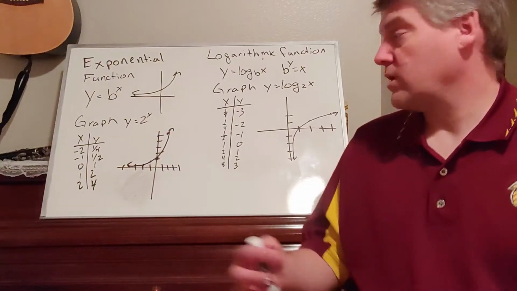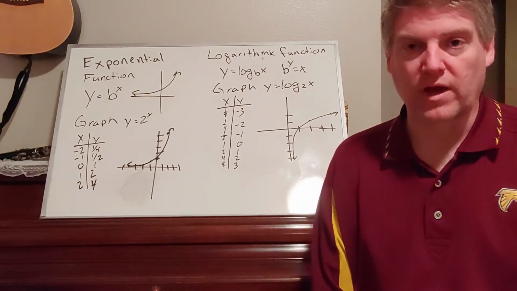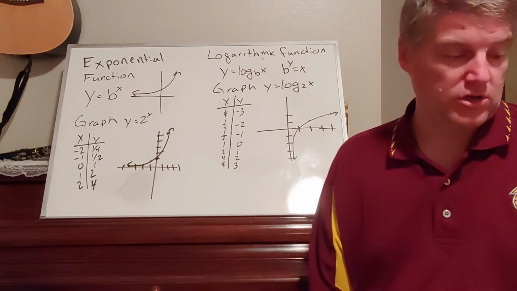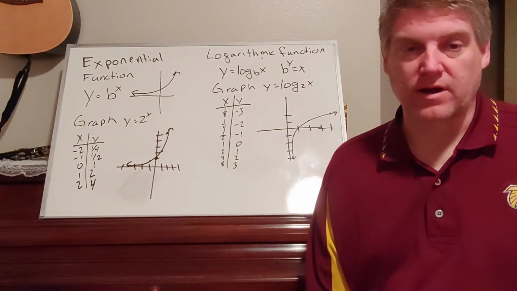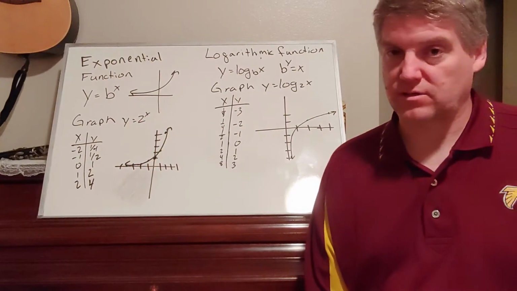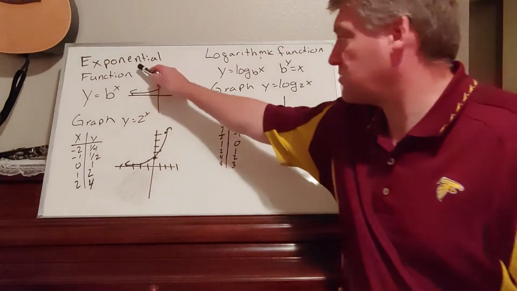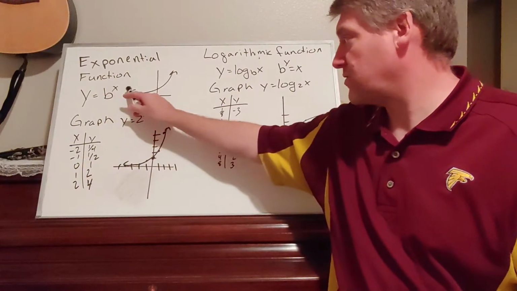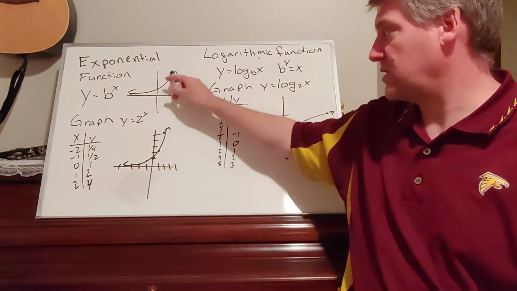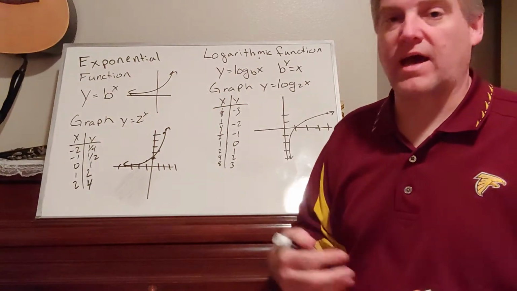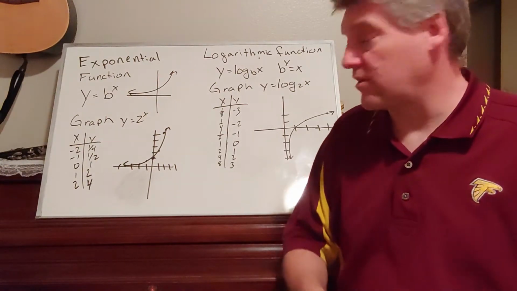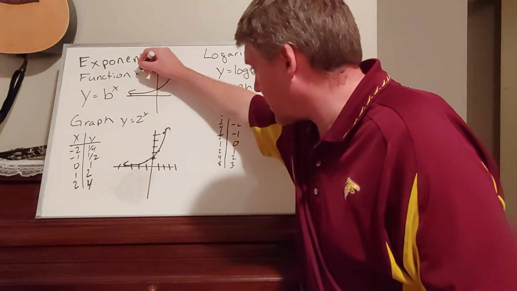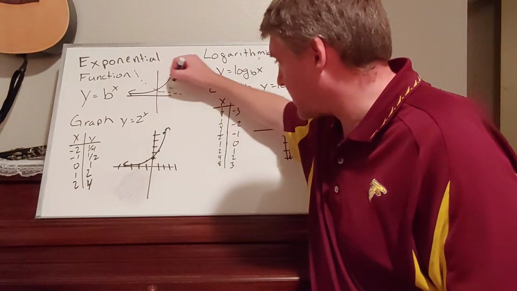All right, we're going to talk about modeling with exponential, logarithmic, and quadratic functions. The first thing I have up here is our exponential function. If you remember, our exponential function is y equals b to the x power. Traditionally it's going to look something like this, as long as b is greater than 1. If b is between 0 and 1, it's actually going to go the other way. It's going to look like this.